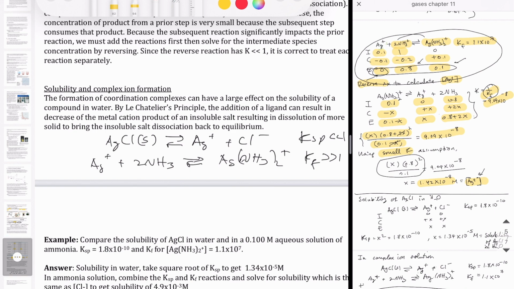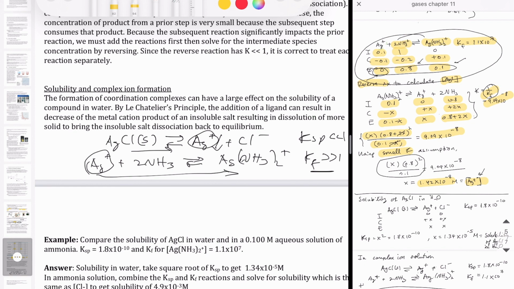But if you were to combine these two reactions, as you might see from Le Chatelier's principle, this reaction is going to be driven much to the right because the Kf is large. And so that helps pull down the concentration of Ag+. If the concentration of Ag+ goes down, that means more AgCl has to be dissolved in order to get back to equilibrium for that Ksp equilibrium, okay?